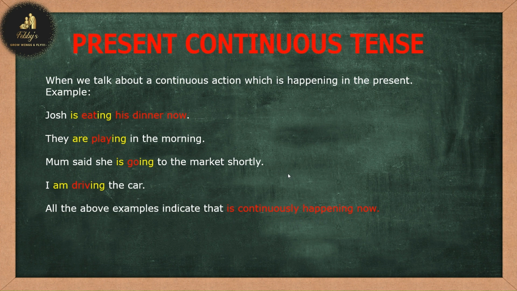Let's look at present continuous tense. When we talk about a continuous action which is happening in the present. Example: Josh is eating his dinner now. They are playing in the morning. Mom said she is going to the market shortly. I am driving the car. All the above examples indicate that it is continuously happening now. Can you see some letters and words in yellow? We will get to that in a second.